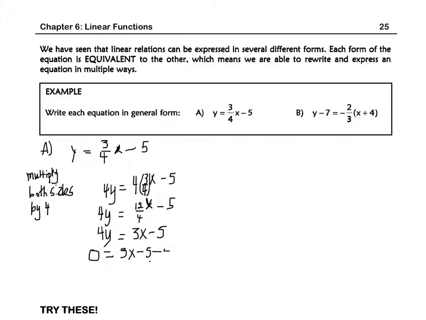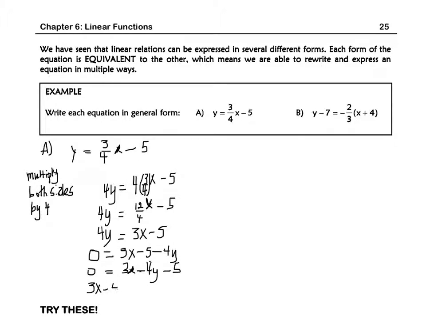Minus 4y. And then you just put them in the order: 3x term first, so 3x first, then negative 4y second, and then the constant. Because everything is on the right and the x is positive, and usually we have the x and y and constant on the left hand side, we're going to basically turn the whole equation around.